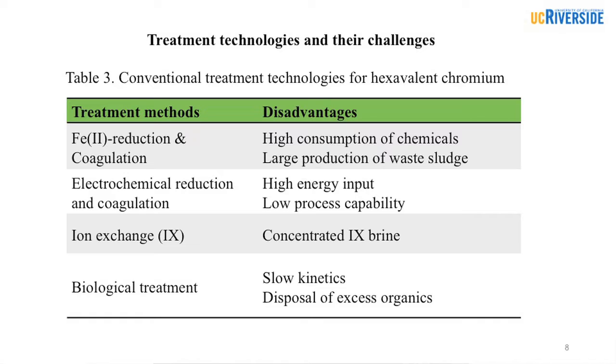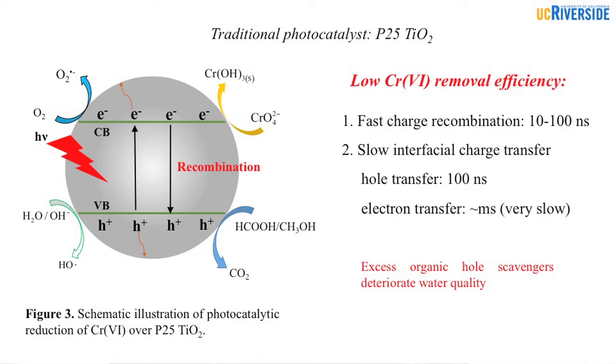So we know some microbes can uptake chromium 6, but the microbes are sensitive to the temperature and the solution pH, and this process also suffers from slow kinetics. And also if you want microbes to do the work, you need to give food. So in most cases, we need to add excess organics for microbes to do the reduction work. And recently, photocatalysis has attracted much attention, and P25 titanium dioxide has been widely used as a photocatalyst.